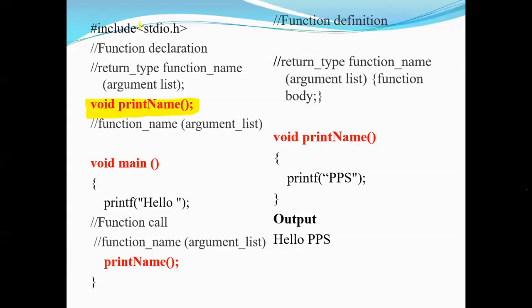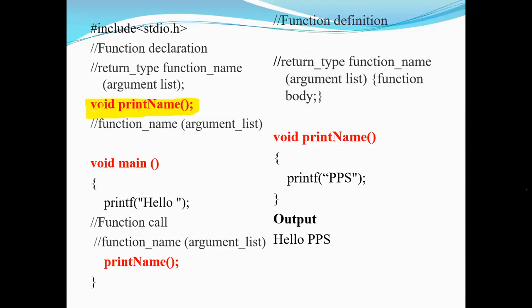After the include stdio.h, the function declaration is the return type followed by the function name and the argument list. In this case, the return type is void, then a space, then the function name, print name. We have not been passing any argument. This is called a function without argument, where no argument is defined at all.